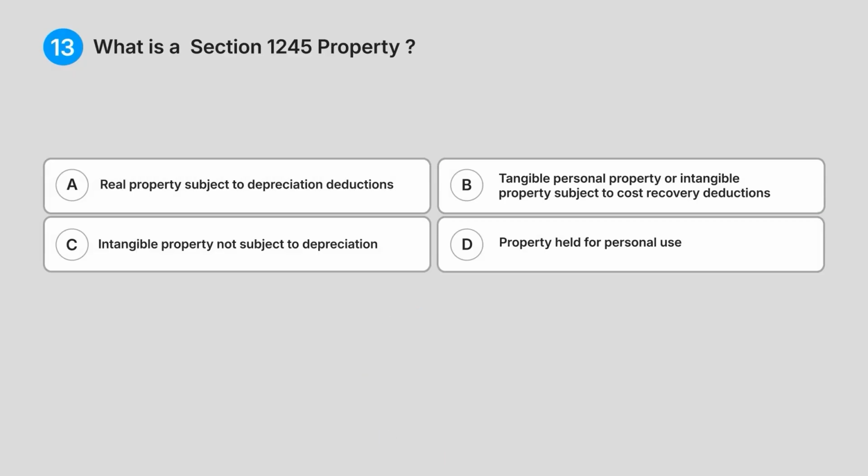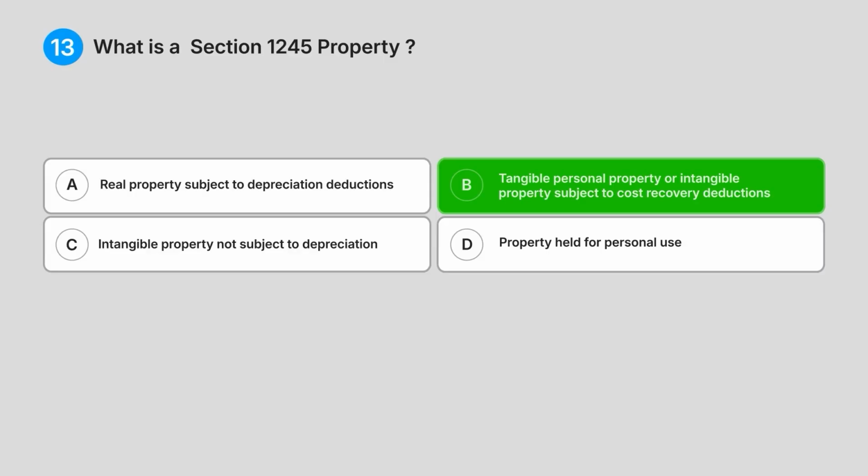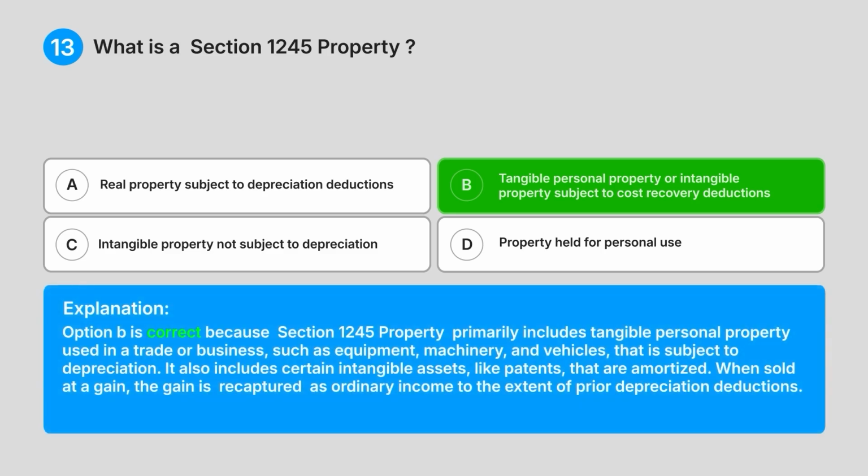Correct answer. B. Tangible personal property or intangible property subject to cost recovery deductions. Explanation. Option B is correct because Section 1245 property primarily includes tangible personal property used in a trade or business, such as equipment, machinery, and vehicles that is subject to depreciation. It also includes certain intangible assets like patents that are amortized. When sold at a gain, the gain is recaptured as ordinary income to the extent of prior depreciation deductions.